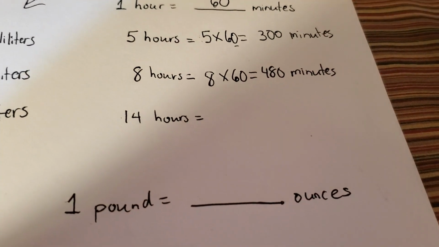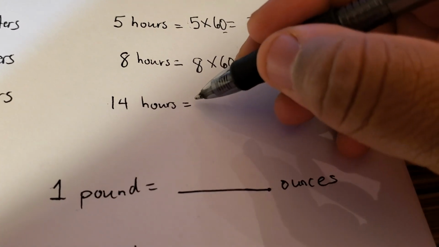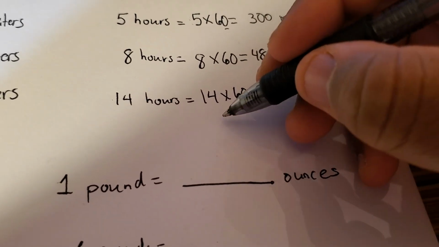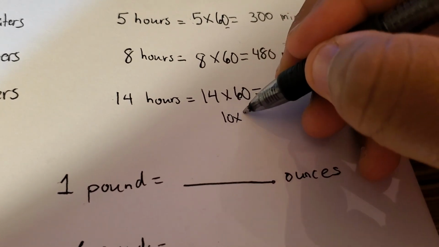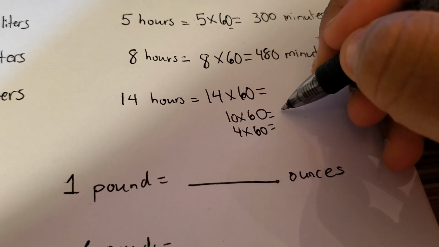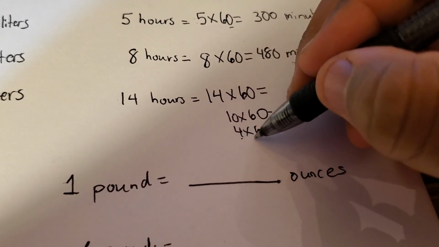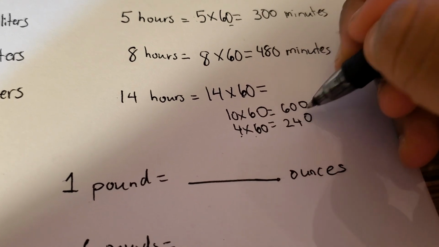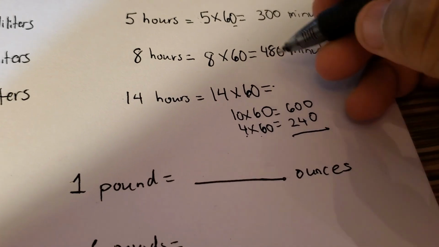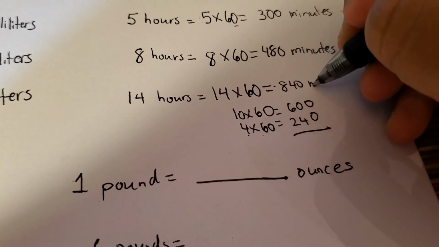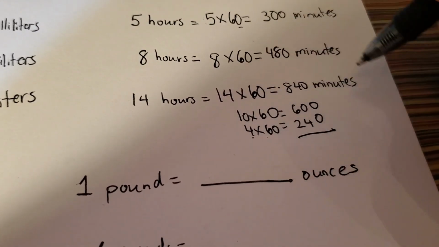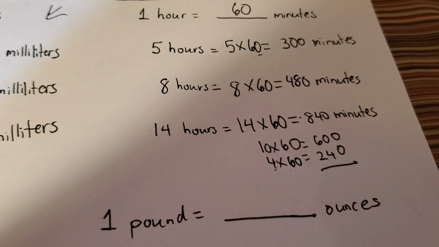What about 14 hours? Double digits. Okay, well, I know I have to multiply 14 times 60. And if you don't know that, you break it down. You could do 10 times 60 and 4 times 60. You know, 10 times 60 is 600. And 4 times 6 is 24. So that would be 240. And if I add those two parts together, I'll find out how many minutes that is. Well, that's 840 minutes. So you may have to break down your multiplication equation into smaller pieces if you don't know it.